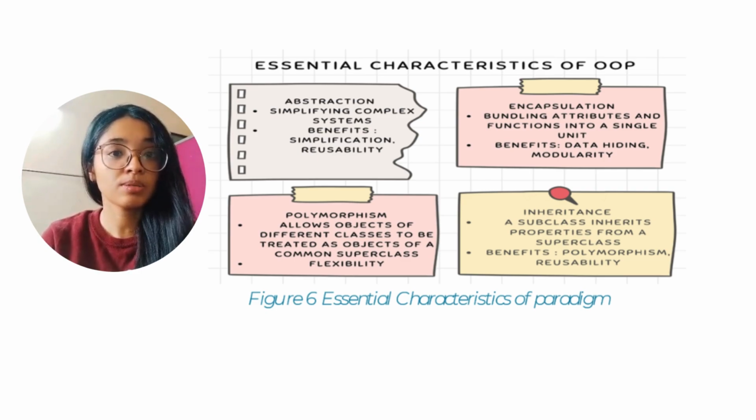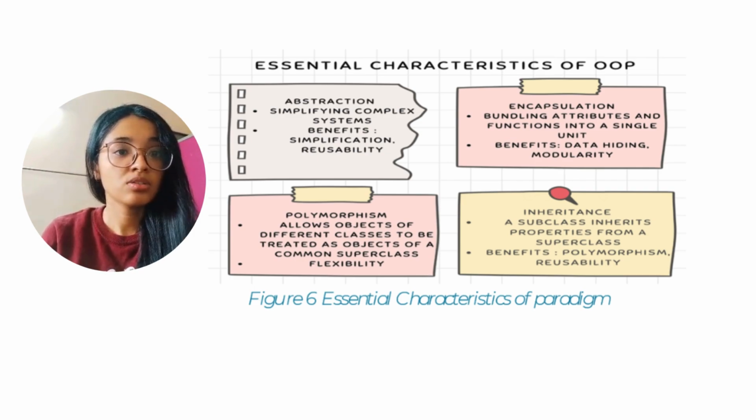Object-oriented programming also uses something called inheritance. This means we can create new objects based on existing ones, inheriting their properties and behaviors. This saves us time and reduces repetition in our code. Last but not least, object-oriented programming includes polymorphism. This allows us to treat different objects in a similar way even if they have different characteristics. This flexibility makes our code more adaptable and easier to extend.